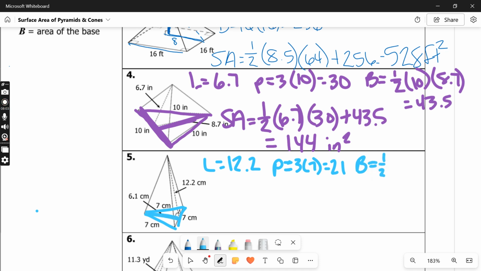Again, they're connected at a right angle. 7 times 6.1. Okay, so the area of that base is 21.35.